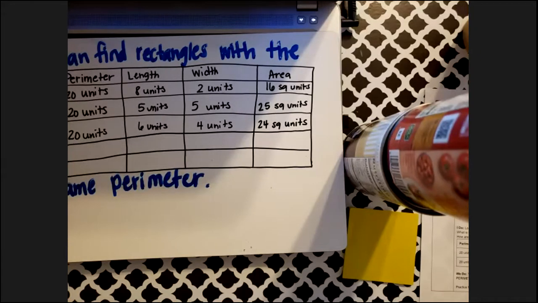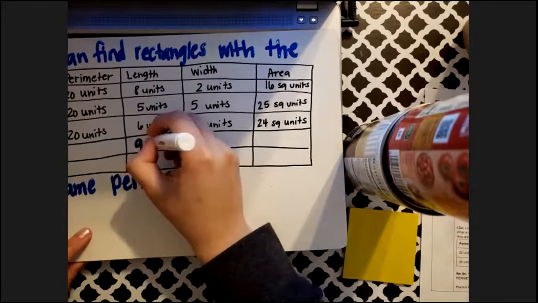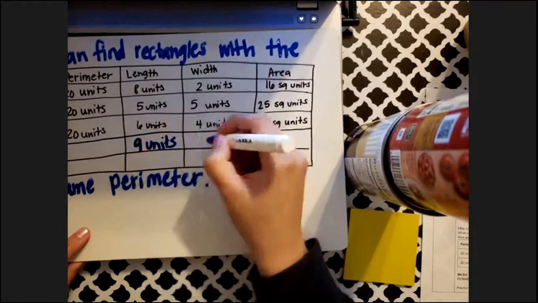Logan, you said 1 and 9. 1 and 9 is correct. So I could do a length of 9 units and a width of 1 unit.